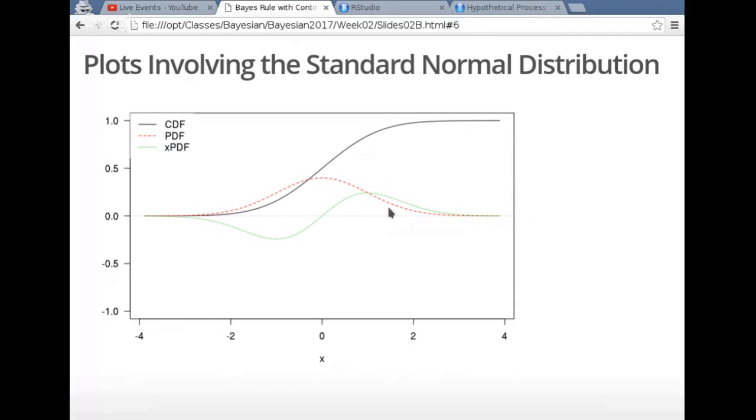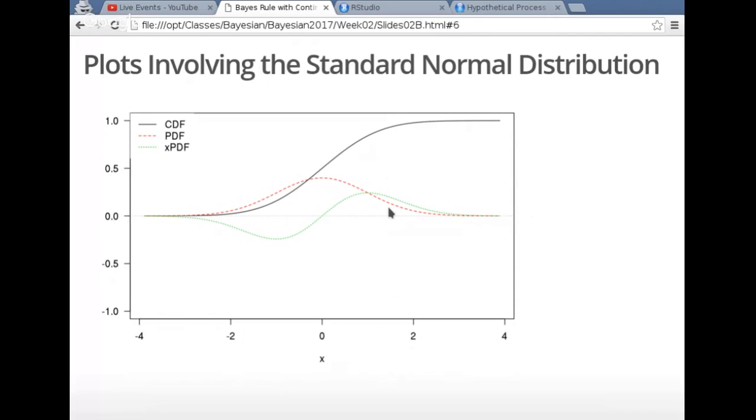The PDF is always positive. If you multiply it by a negative x, it's going to be below 0. If you multiply it by a positive x, it's going to be above 0. And if I ask you, what's the area under the green curve, and I remind you that if the curve goes below 0, that counts as negative area, what is the total area of all this?